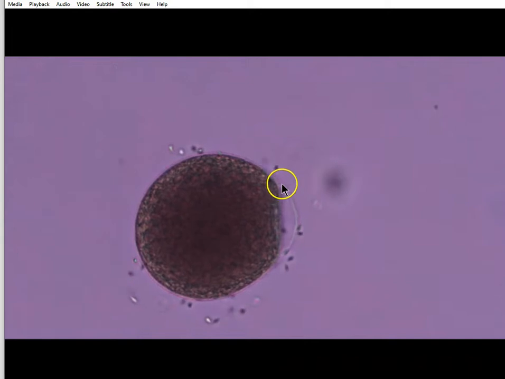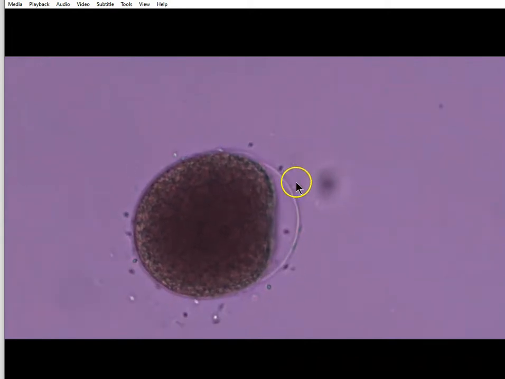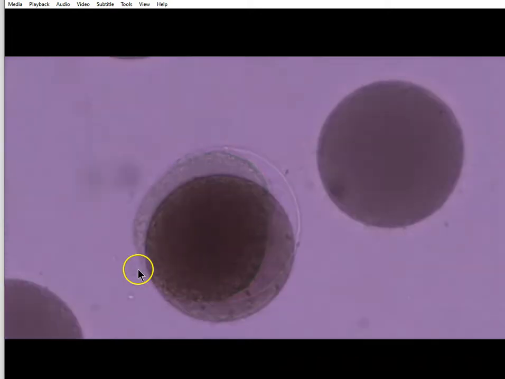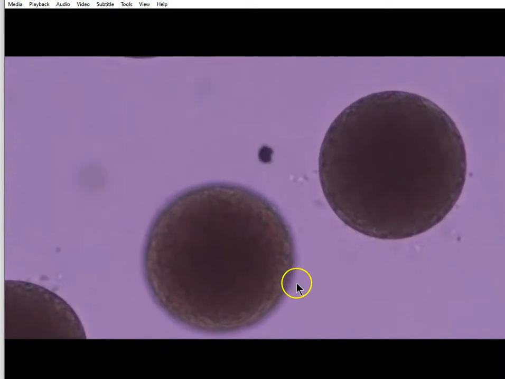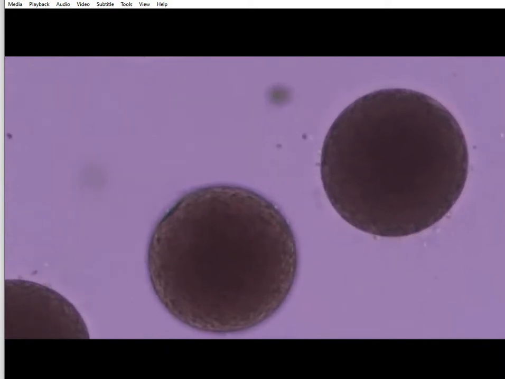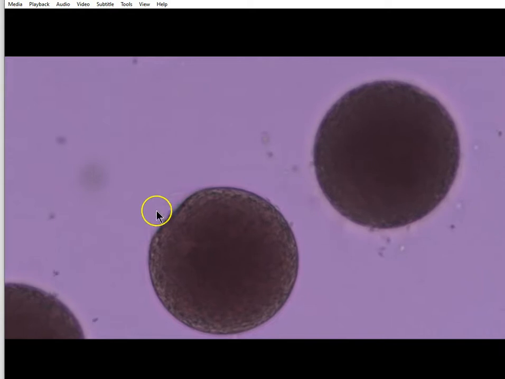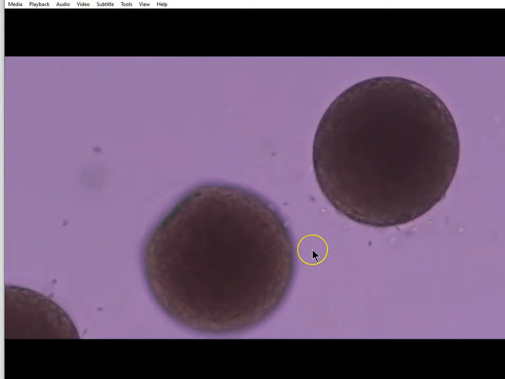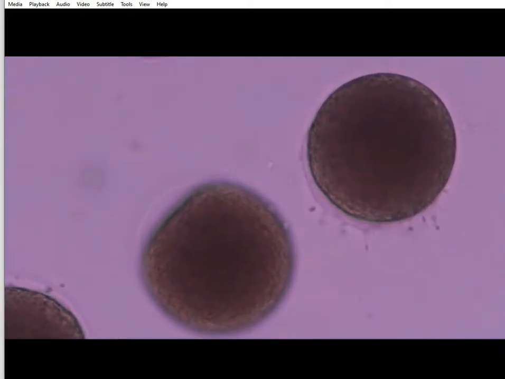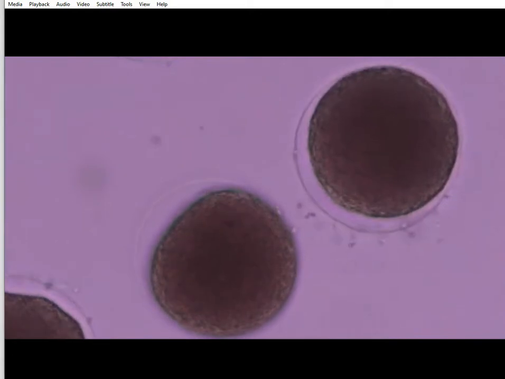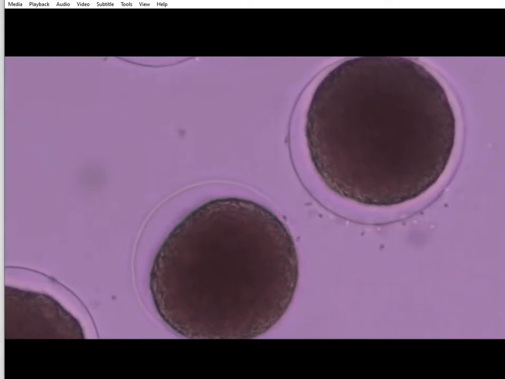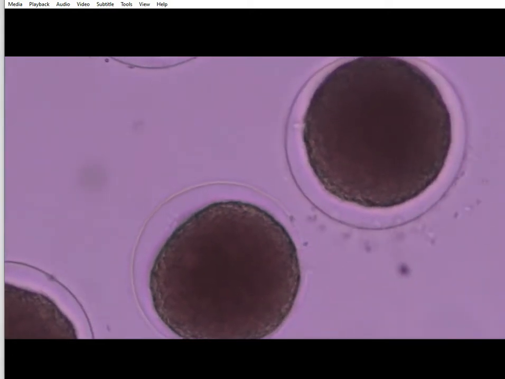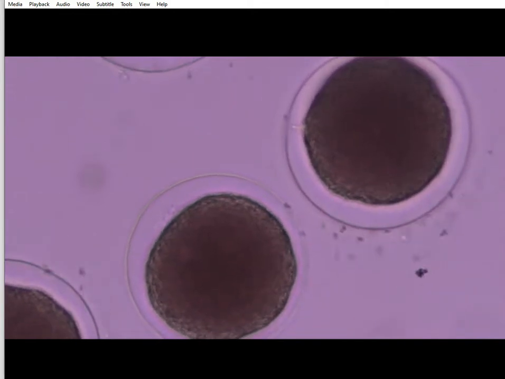So here we see fertilization has happened, and this clear membrane arises around the entire egg to block entry of a second sperm cell. Here, that one got in. So this is the moment of conception, as it were, of a sea urchin.